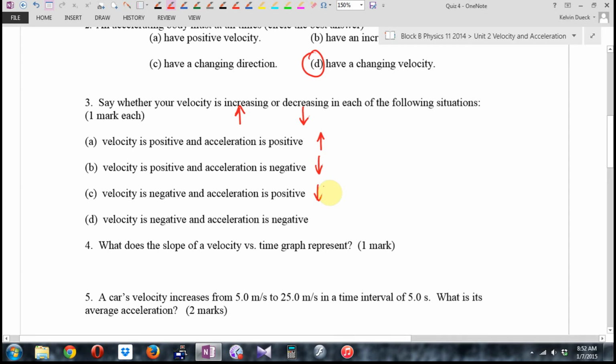velocity is negative, backwards, and acceleration is negative. I'm accelerating backwards while traveling backwards. What's going to happen to my velocity? Increase or decrease? I'll take increasing, although if you had, did you say decreasing? Okay, because if you had said, well, you're getting more negative, and technically more negative is smaller, that's decreasing, I would accept that as well.